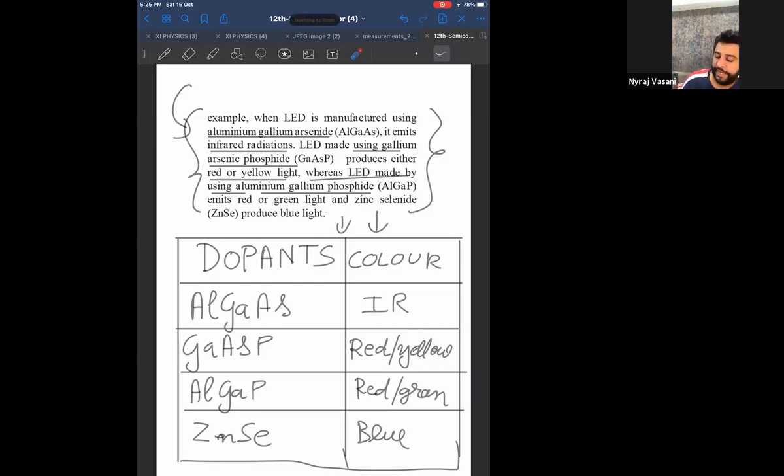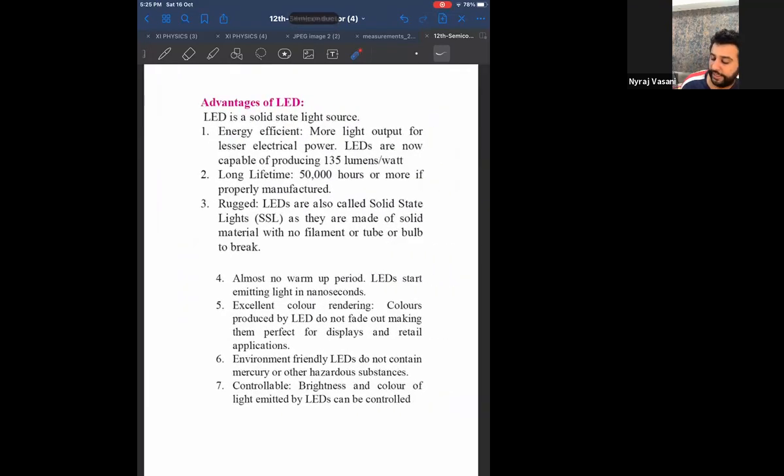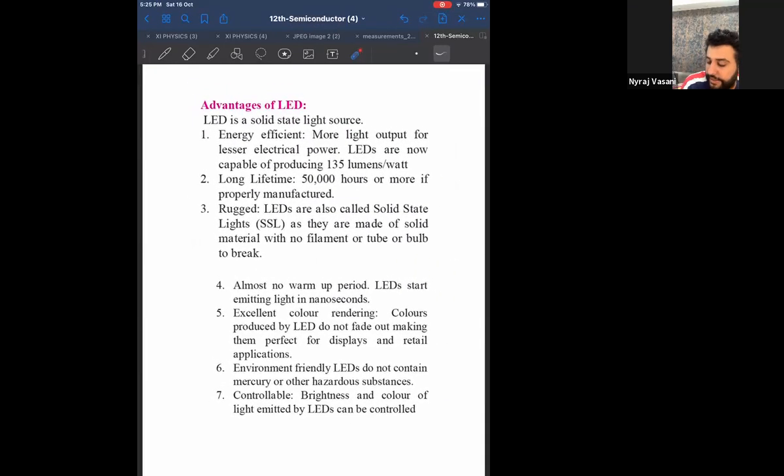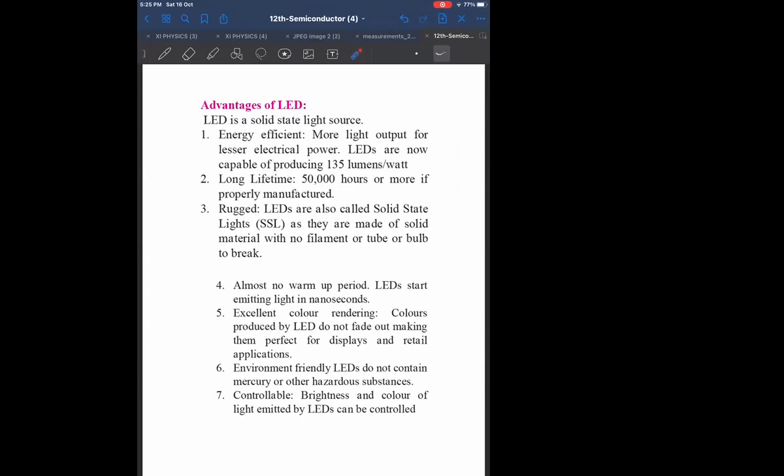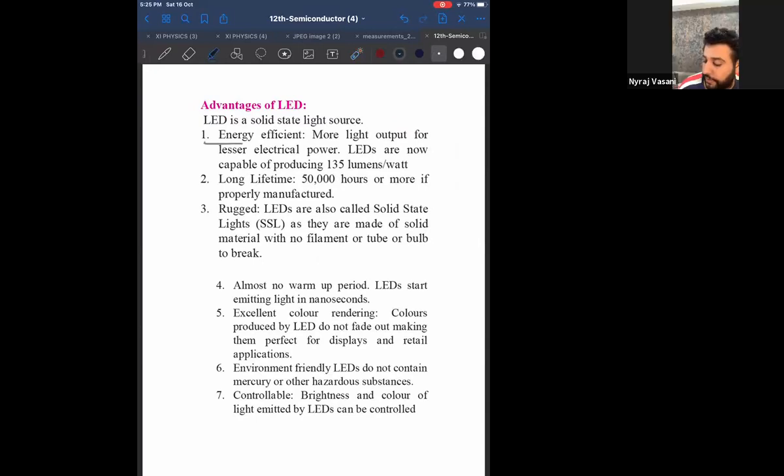Now you have to remember any 3 advantages of LED. Now look at this advantage chart of LED. There are 7 advantages. I want you to write any 3 which you can remember. Let me know in the message box which 3 points you are using. You don't need to write the full point. If you're writing the first point, you just need to write energy efficient. If you're writing the second point, long lifetime. Third point is rugged. Rugged means rough and tough.